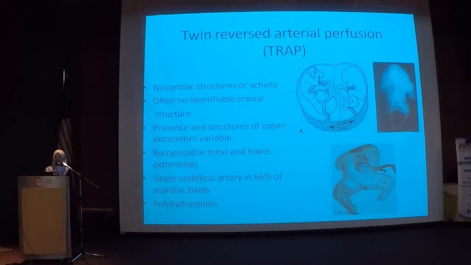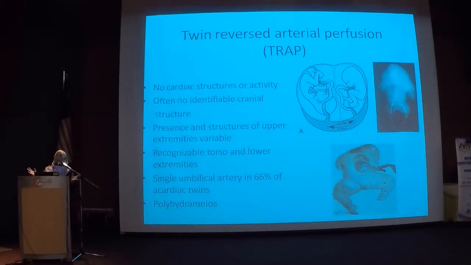So, in twin reverse arterial perfusion, in the abnormal fetus, there are no cardiac structures or activity. Often there is no identifiable cranial structure. At a glance, you may think it is anencephaly, but whenever you see that there is no fetal heart activity, this is actually the trapped twin.